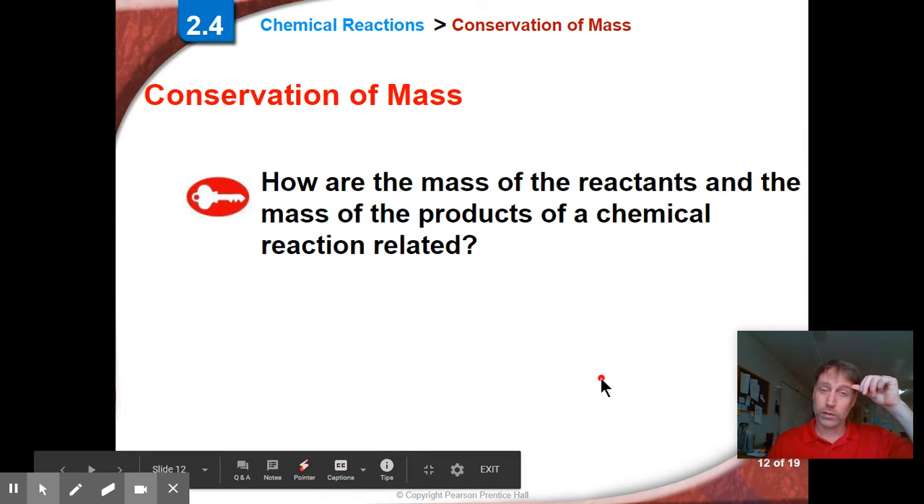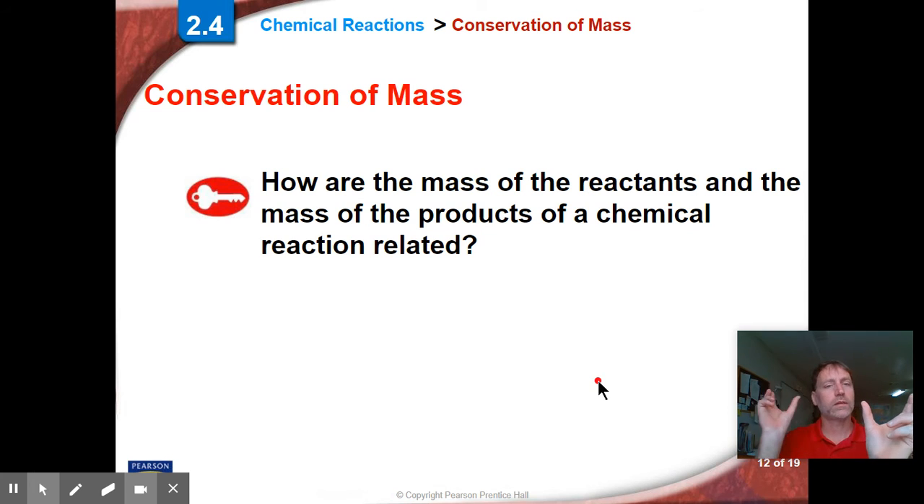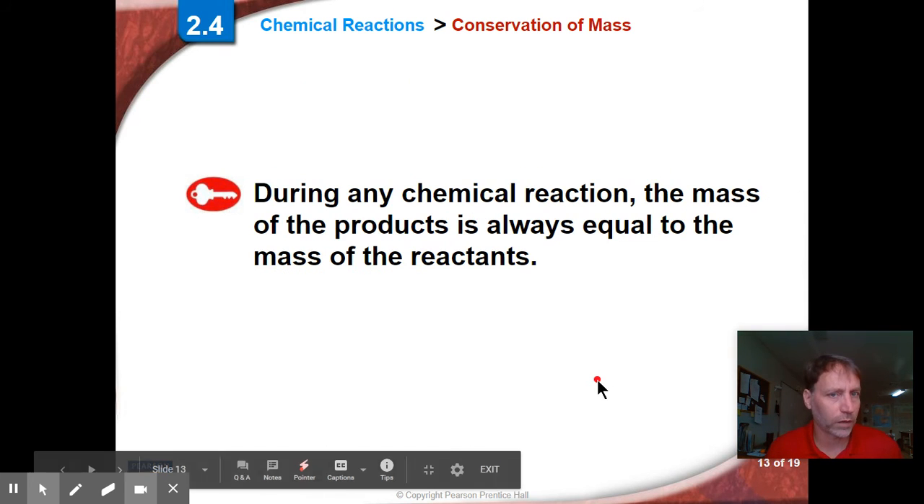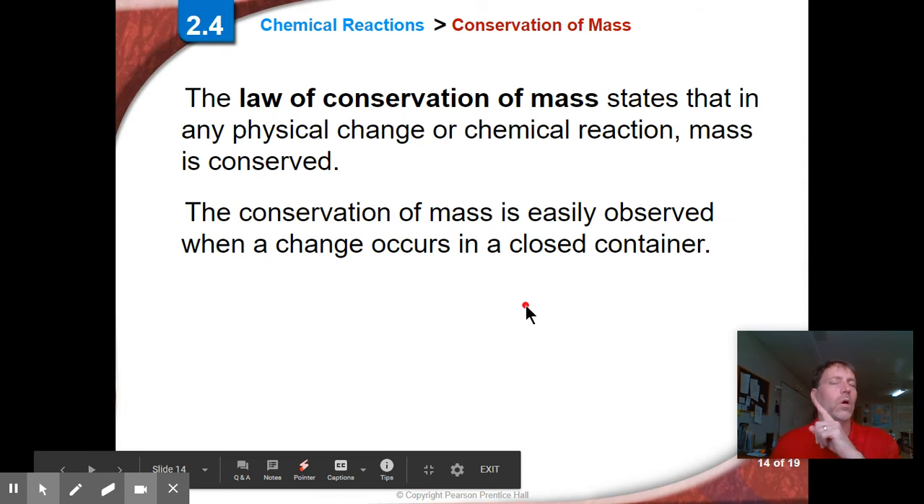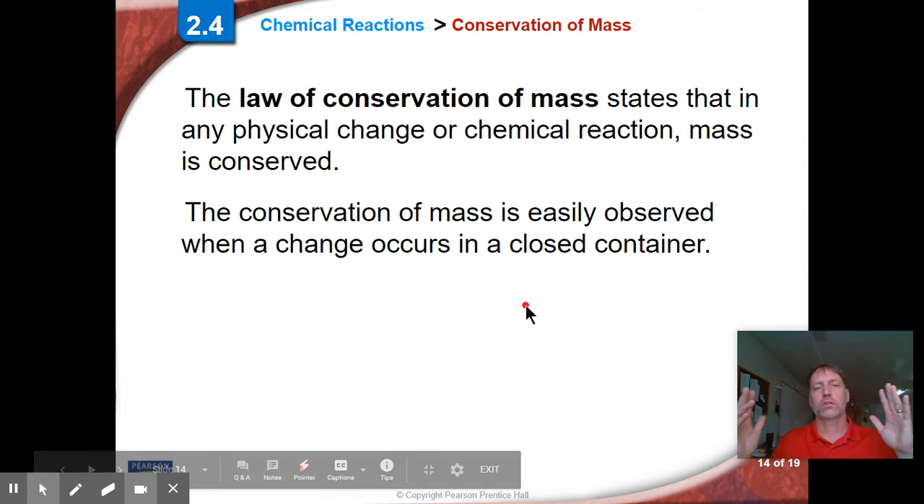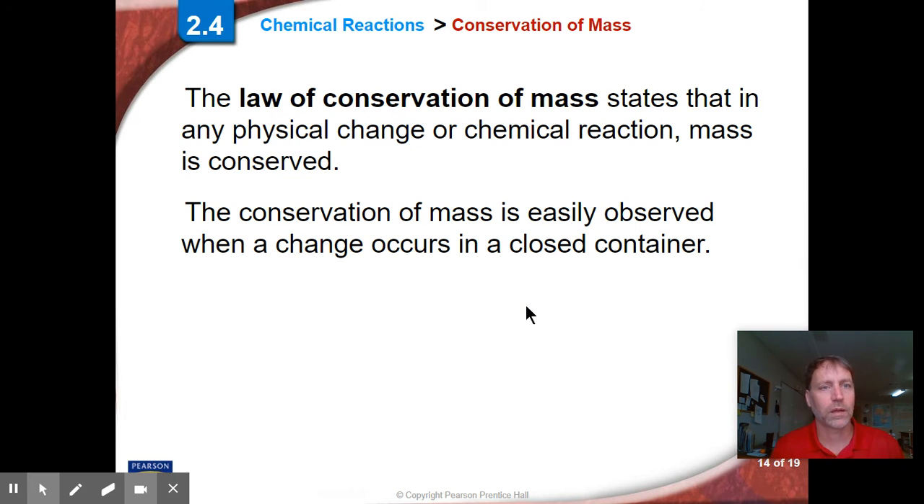Now, in a chemical reaction, the mass of the reactants always equals the mass of the products. The left side of the equation always equals the right side of the equation. We'll have entire chapters on this, and we'll balance chemical equations later. That's called the law of conservation of mass. It says that in physical changes or chemical reactions, mass is conserved. You can't make more mass or lose mass. If it happens in a closed container, you'll see the same mass before as after.